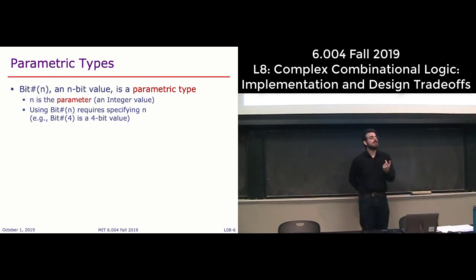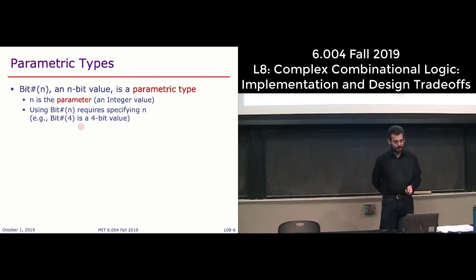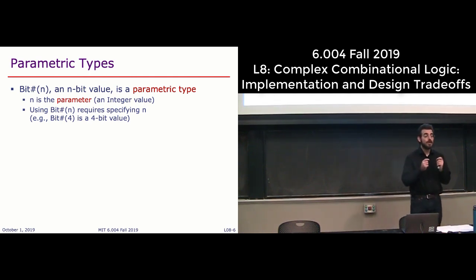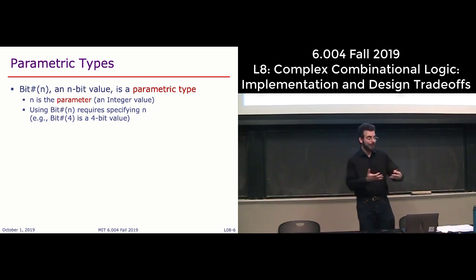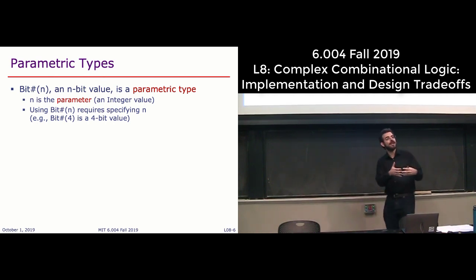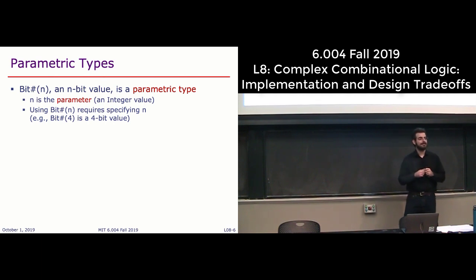And if you want to use it in your circuit, you have to give it a particular number. You can't just say bit n blah equals something else. You have to say, well, bit 4 or bit 5 or bit 16, and then make it into a concrete type with some fixed number of bits. Because remember, in the end, we are building combinational circuits. So functions have to have a fixed number of bits coming in, going out. Any questions?